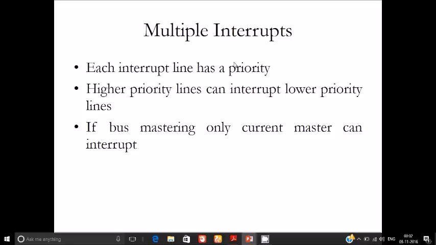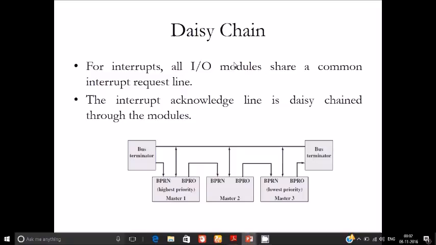So let's go with the multiple interrupts, starting with the daisy chain. In a daisy chain, the input output modules share a common interrupt request line. Here you can see the bus terminators, with a high priority, a middle priority, and a low priority interrupt, but all of them share the same line. The acknowledge line is daisy chained through the modules, as you can see here. So this is what the daisy chain is.